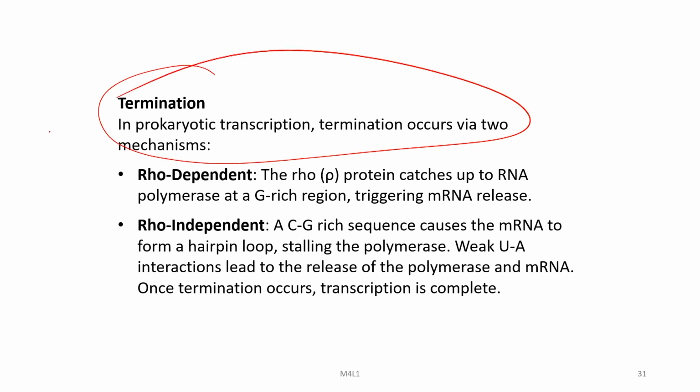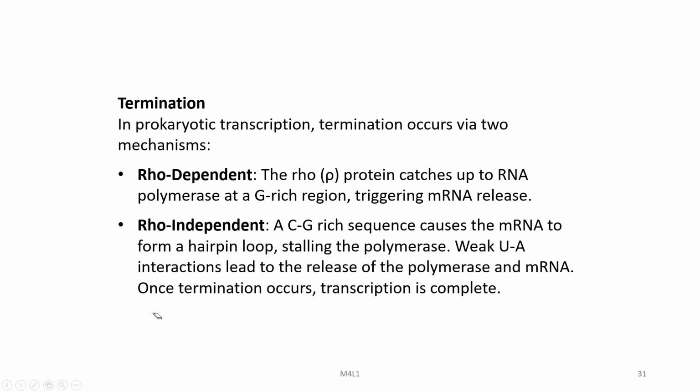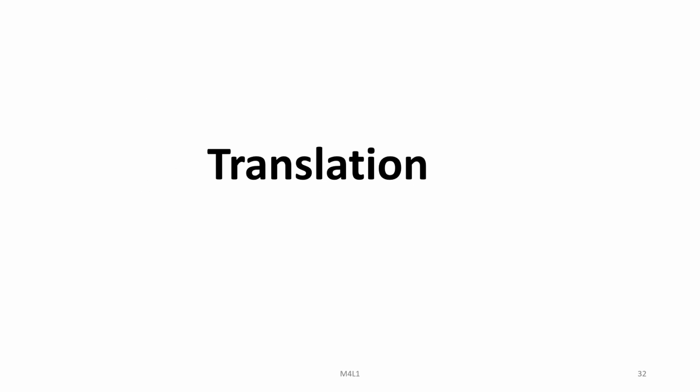After the elongation process comes the termination. In prokaryotic transcription, termination occurs via two mechanisms. One is known as the Rho dependent mechanism, another is the Rho independent mechanism. The Rho protein catches up to RNA polymerase at a C rich region, triggering mRNA release. In the Rho independent method, a GC rich sequence causes the mRNA to form a hairpin loop, stalling the polymerase. Weak UA interactions lead to the release of the polymerase and mRNA. Once termination occurs, transcription is complete.